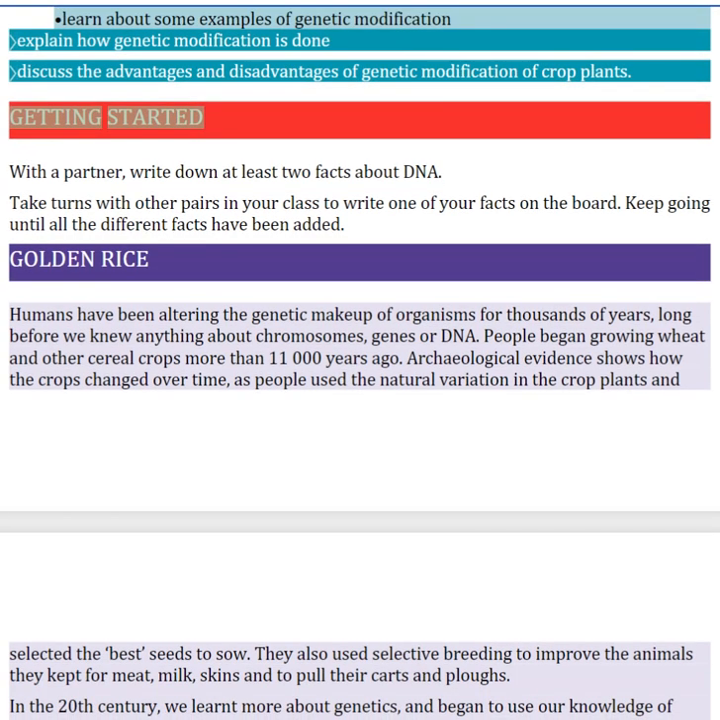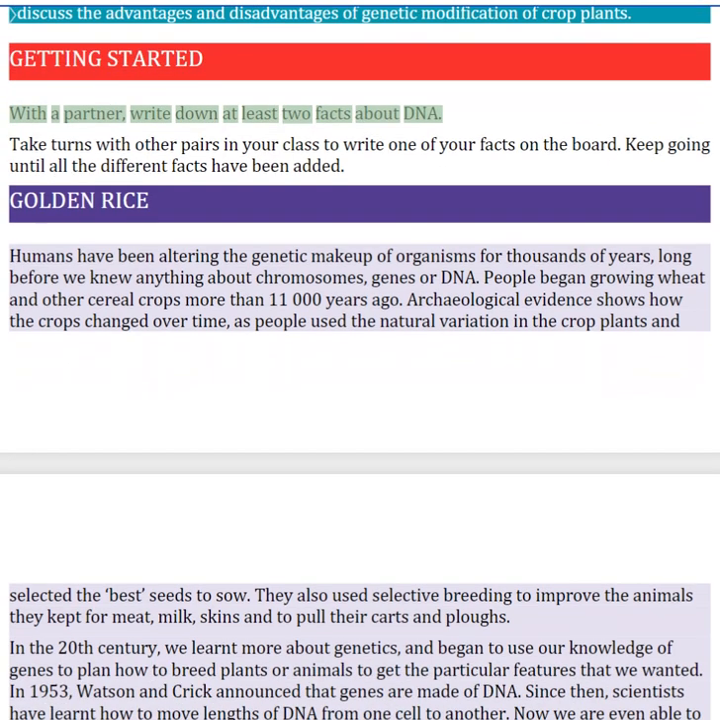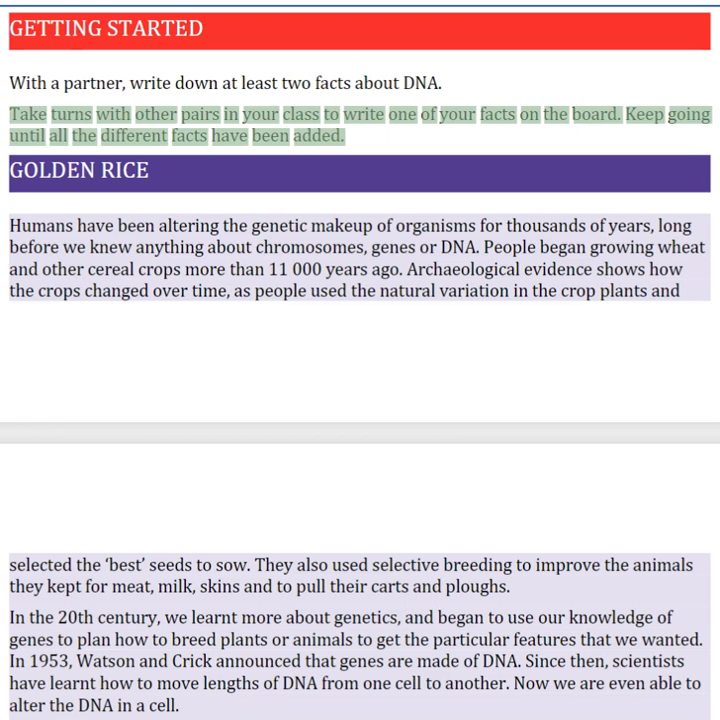Getting started. With a partner, write down at least 2 facts about DNA. Take turns with other pairs in your class to write one of your facts on the board. Keep going until all the different facts have been added.